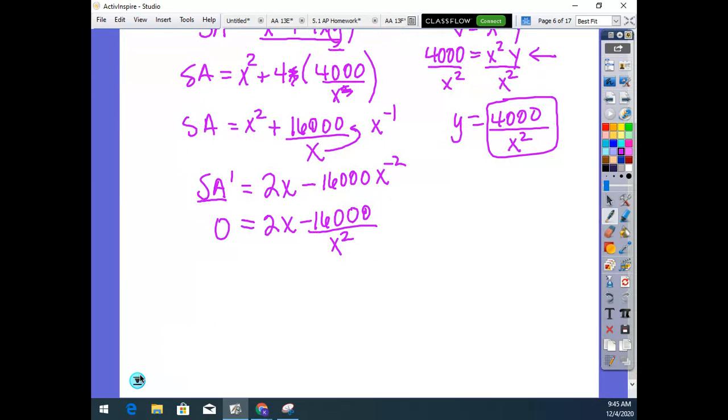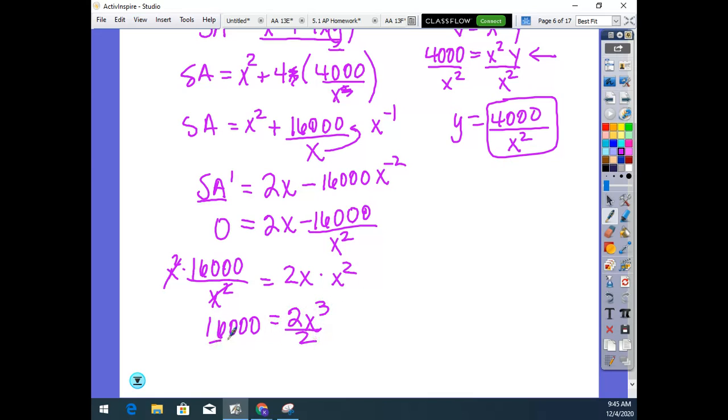All right. So now I'm just going to add this to the other side because I want to solve for x. And I need to get this x squared out of the denominator. So I'm going to multiply both sides by x squared. Then divide by 2. If 8,000 equals x to the third, I can cube root both sides, and I get x equals 20.